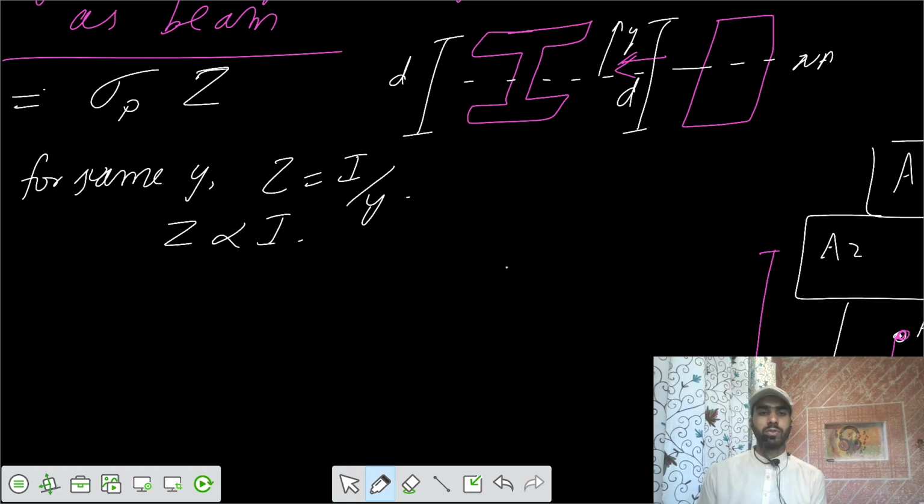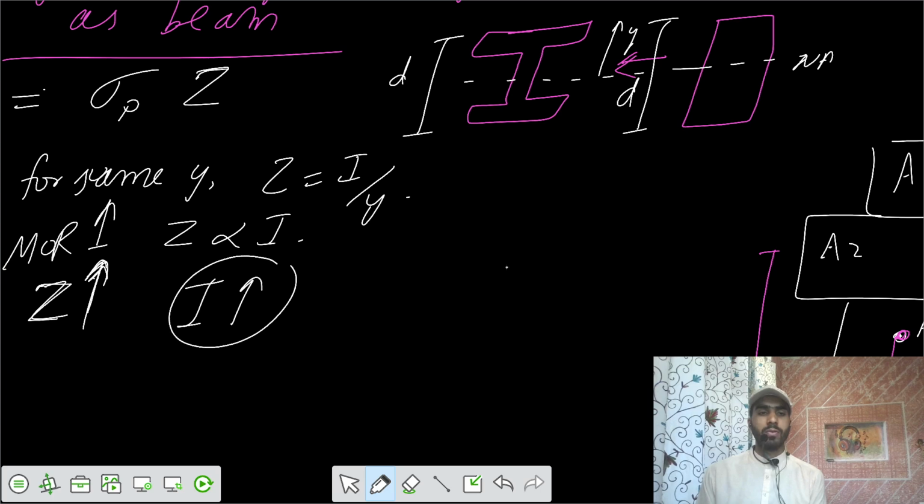If you want more moment of resistance, more bending strength, that means your Z should be more. And for a particular value of y, your Z is more only when your I is more. If your I is more, that means more area is away from the neutral axis.